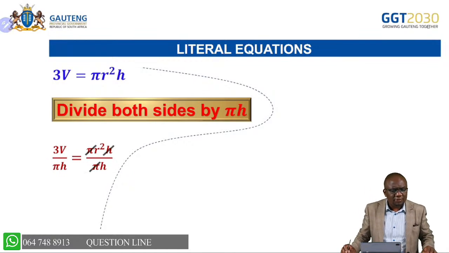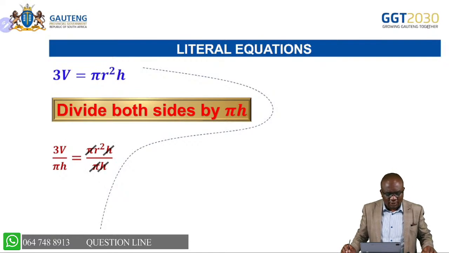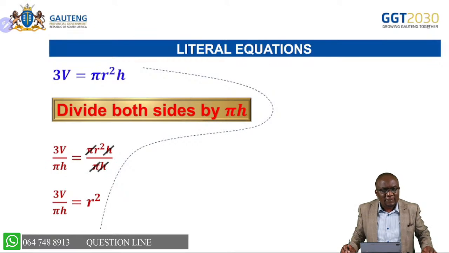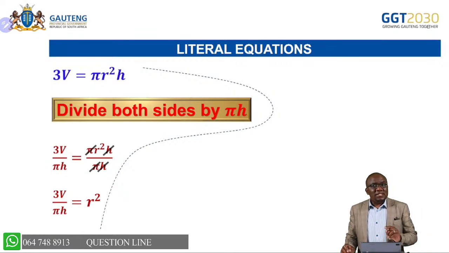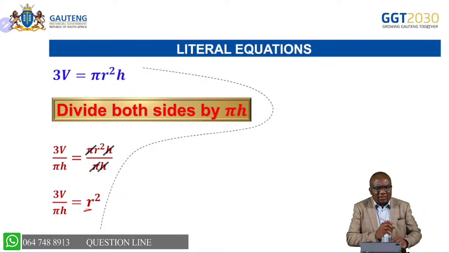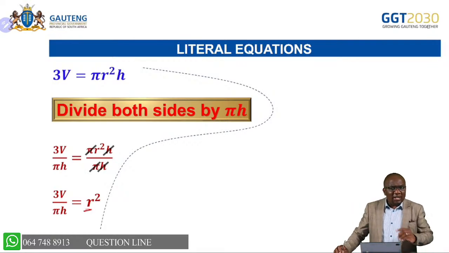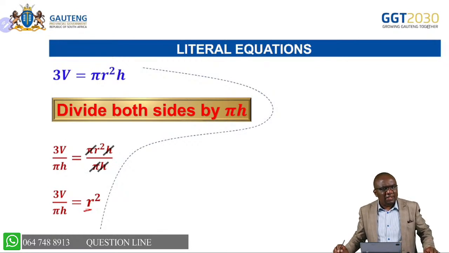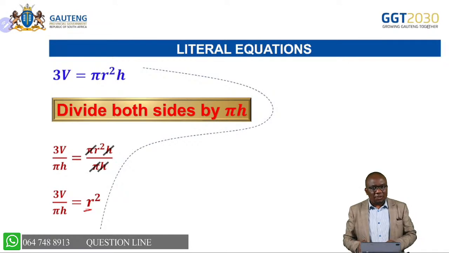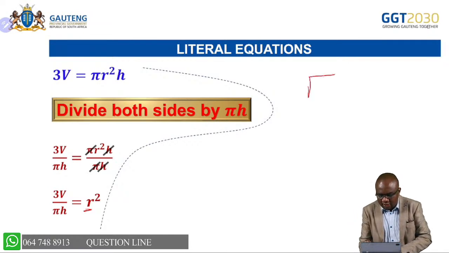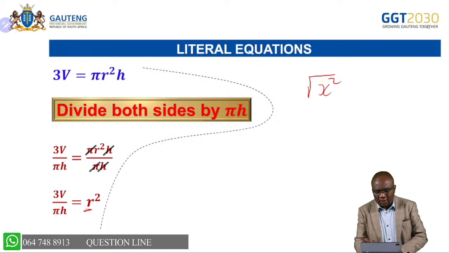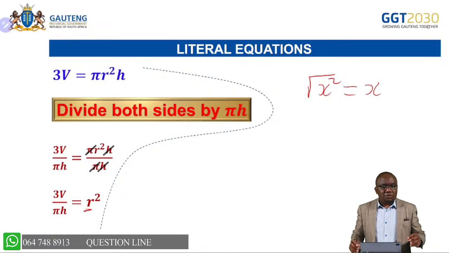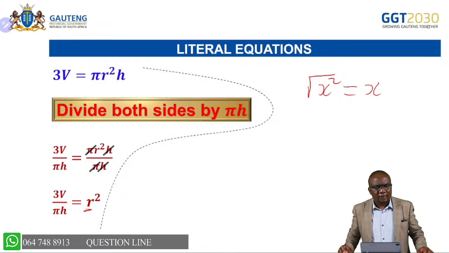Is r the subject of the formula now? Not yet. This is r squared. We want r is equal to. So r is squared. What is the inverse operation of squaring? It is square rooting. So you square root both sides. Remember, if you square root a square, these are inverse operations, they cancel each other out. Now I want you to square root both sides of the equation. What do you get?